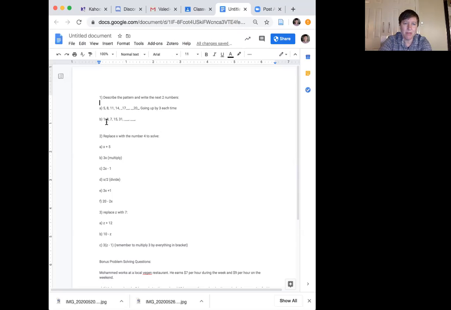The second one, you have to figure out what's happening with these numbers. It goes from 1 to 3 to 7, 15, 31. I don't want to give you the next one because I want you to think about it and see if you can figure out what the pattern is and then write in the next two numbers.